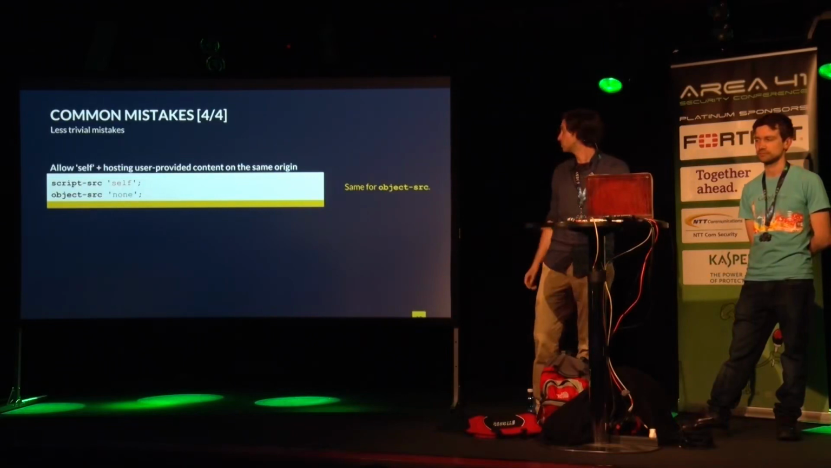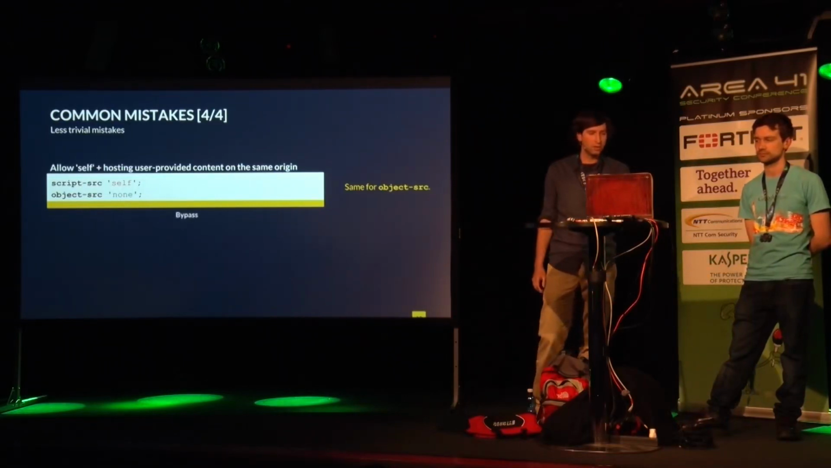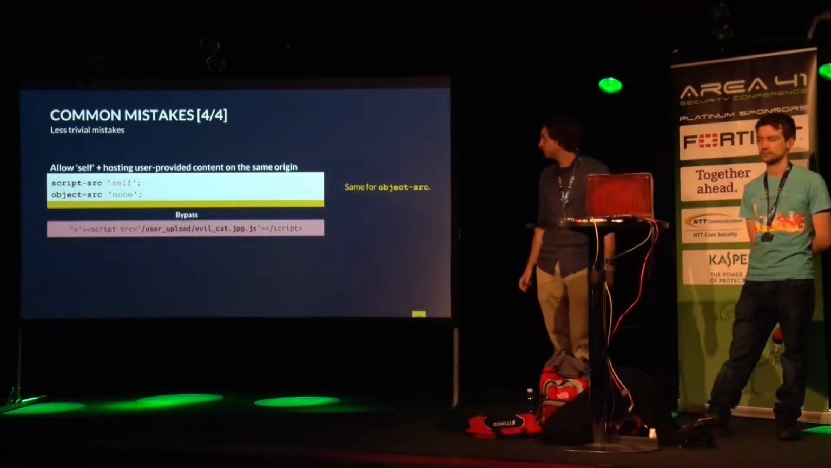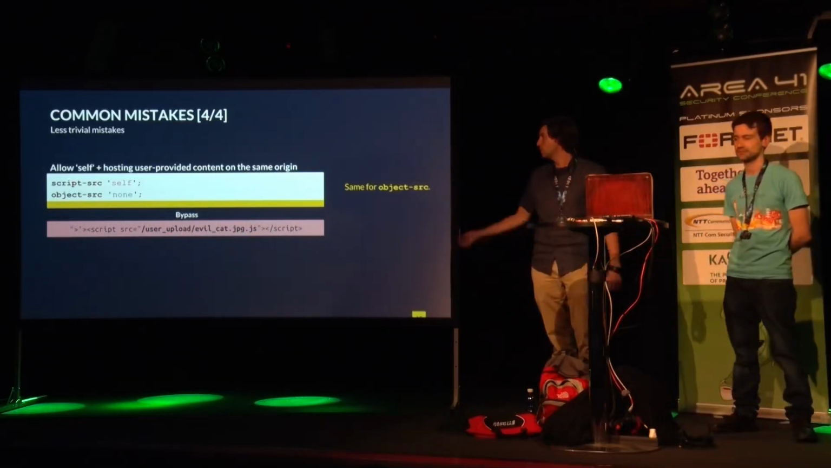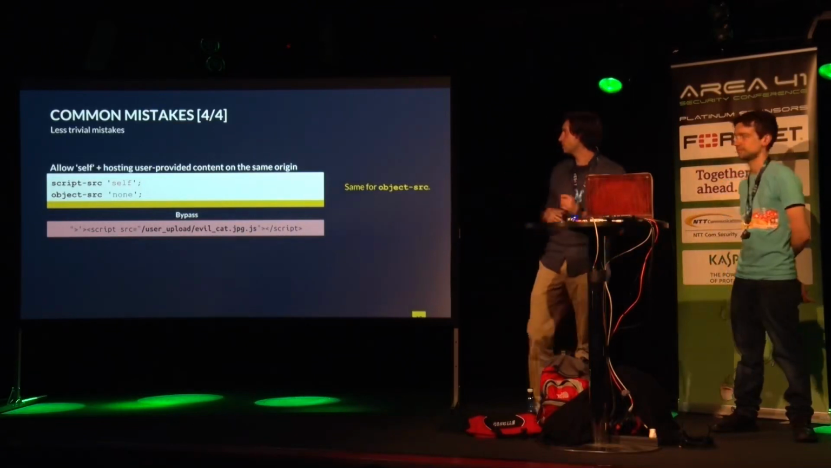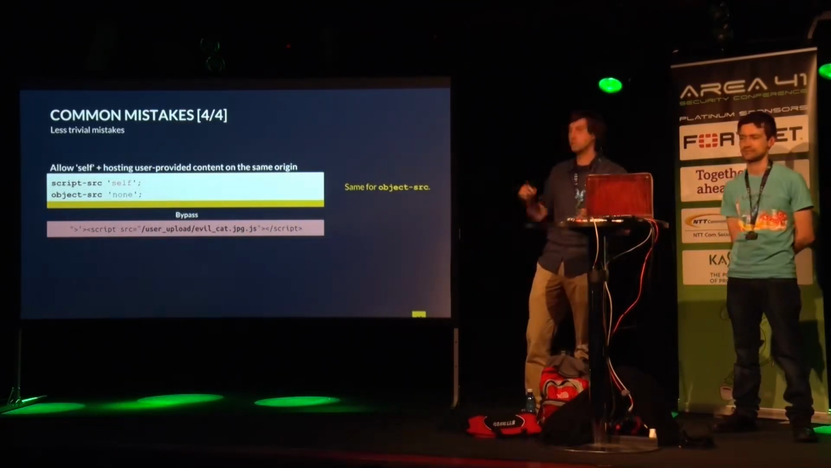Also, the same holds true for object source again. So this is a made-up example, right? If you have an upload on the same domain, you could just maybe use evilcat.jpeg.gs and source that.